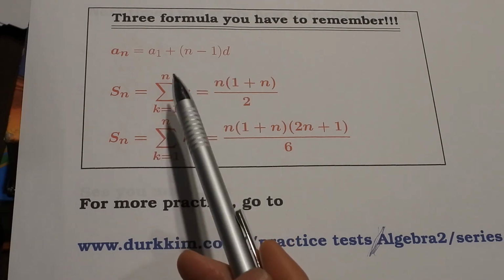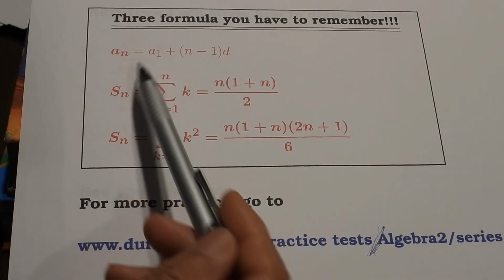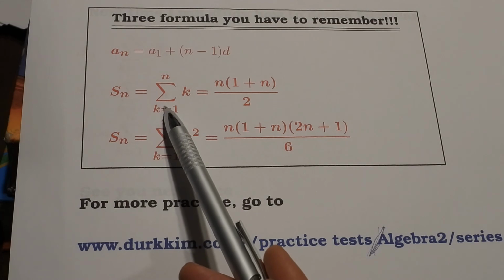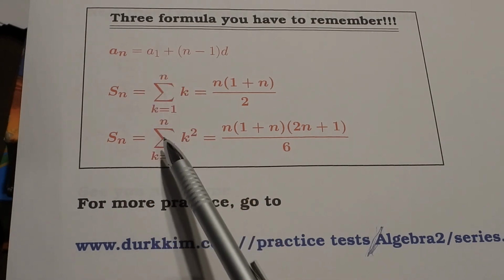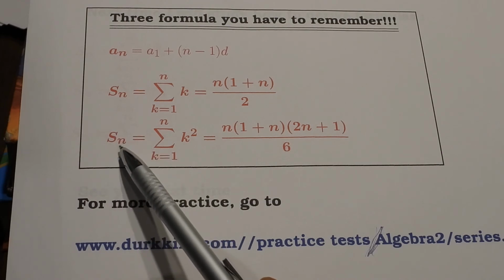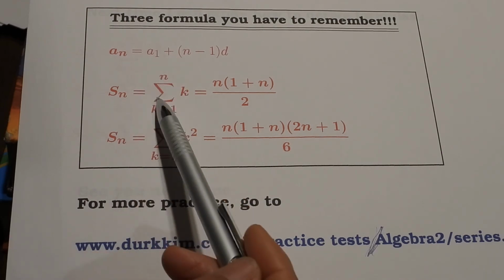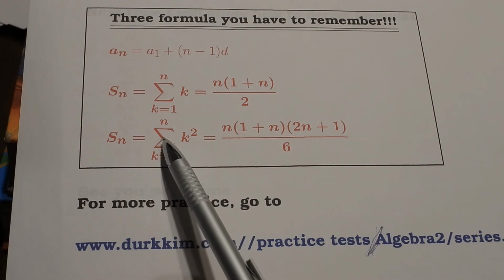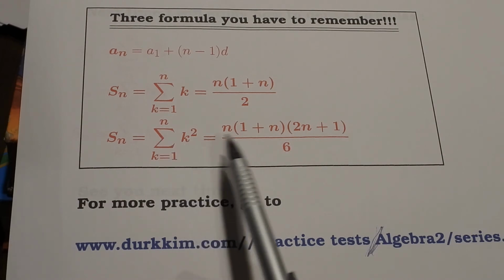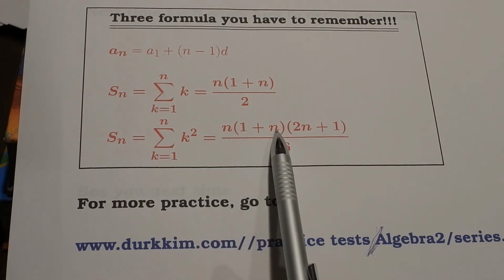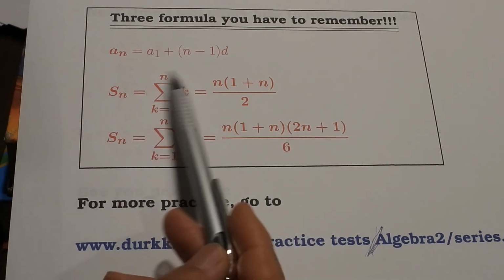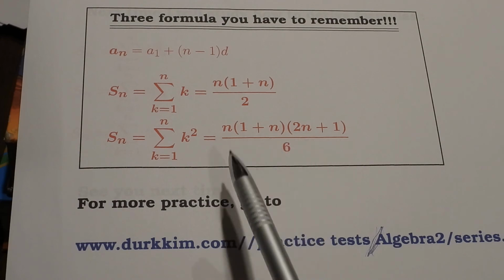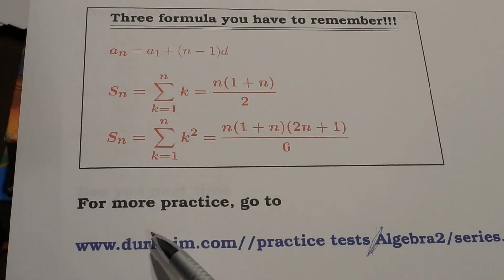Now you memorize 3 formulas. These 2 we memorized last time, but you have 1 more. Okay, so actually not 3. In total you have 3. So these 2 you already have, but only this one is new. If you have sigma k squared, how do you get the sum? n times n plus 1 times 2n plus 1 divided by 6. Okay? Don't forget.